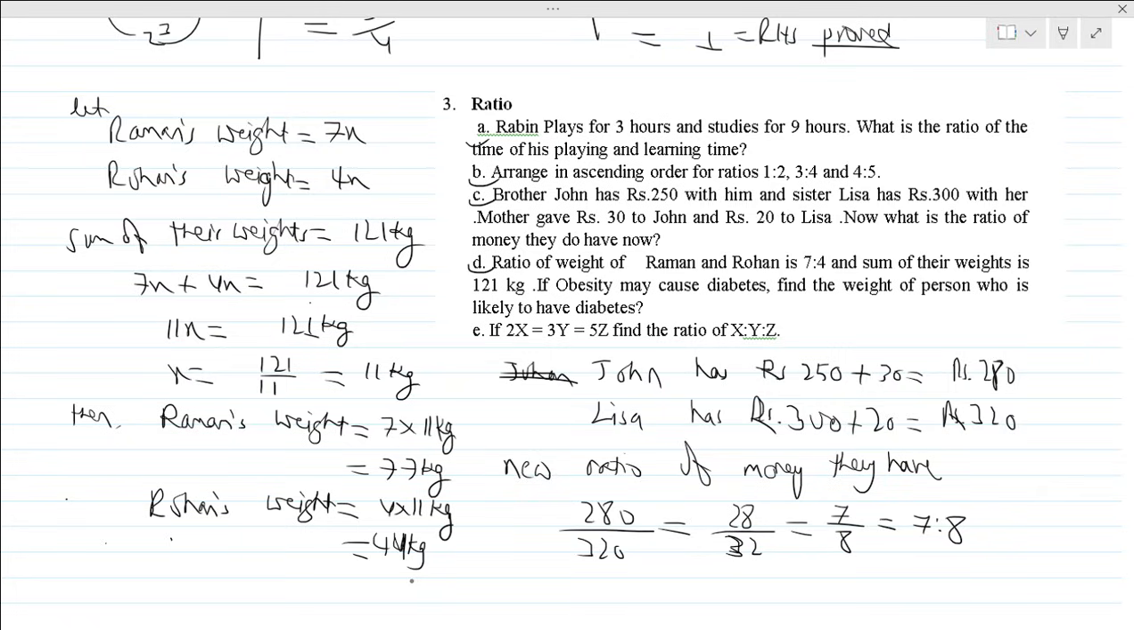We could say here that person's weight is, or that person is likely to have diabetes. So here Raman is having 77 kg weight, so he is likely to have diabetes, we can conclude. So you can conclude by yourself, as Raman's weight is more than Rohan's weight, or as Raman's weight is 77 kg, which is greater than Rohan's weight, Raman is likely to have diabetes. So number D is done. Now the last one, E number.